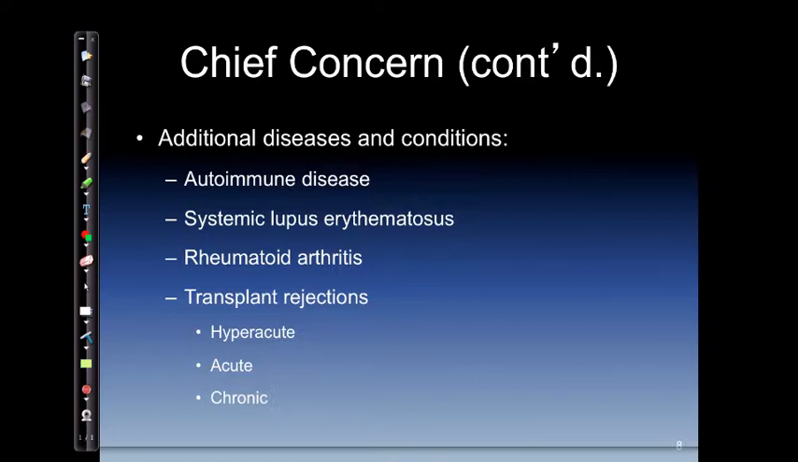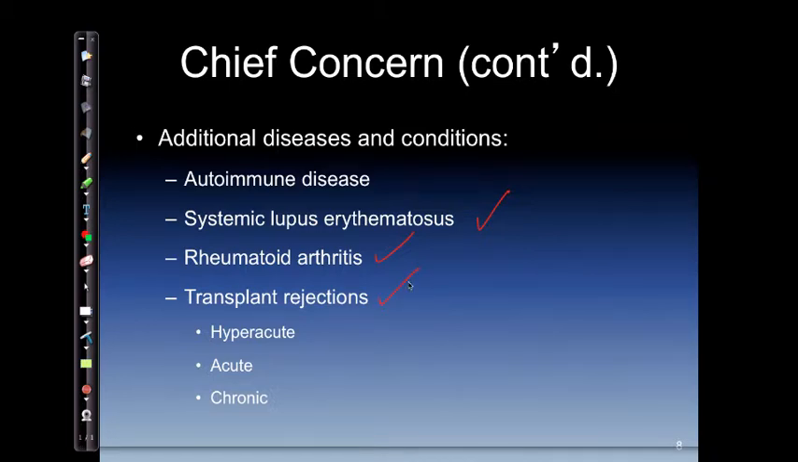Rheumatoid arthritis is the next one on our list. Rheumatoid arthritis is essentially your immune system attacking your joints, a painful deterioration of the joints. It usually targets the synovial joints, or the ones with fluid in them. And we can also have transplant reactions, which is the last one on our list.